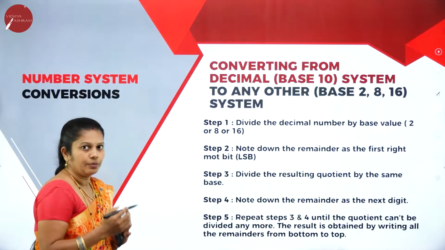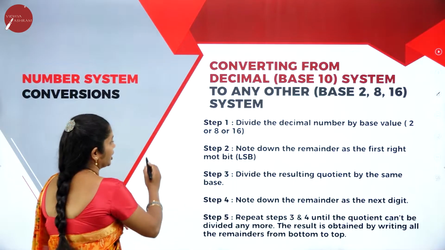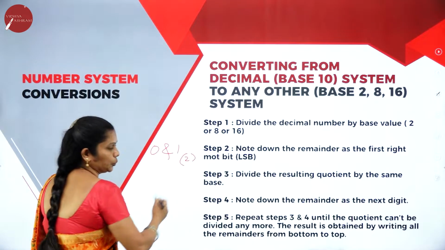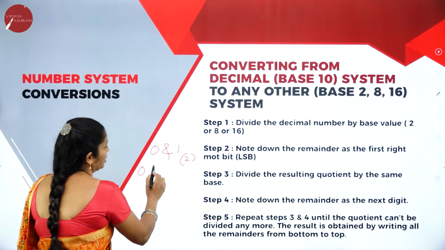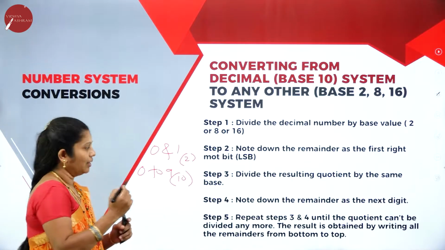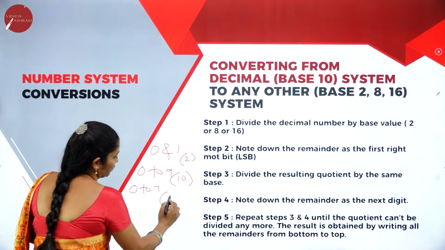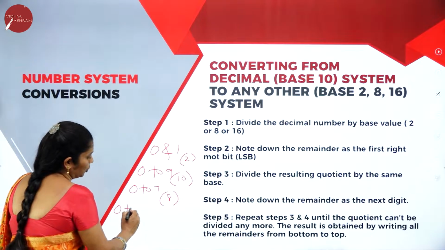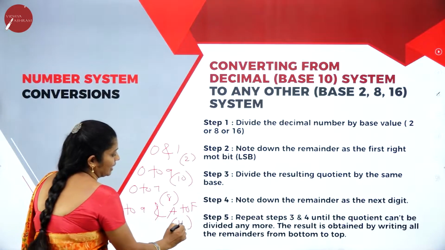Already I told you in the previous session, binary consists of the digits 0 and 1 only, and in the base we write 2. Decimal number contains the digits from 0 to 9, and in the base we write 10. Octal number has digits 0 to 7, and in the base we write 8. Hexadecimal has 0 to 9 and A to F, and in the base we write 16.